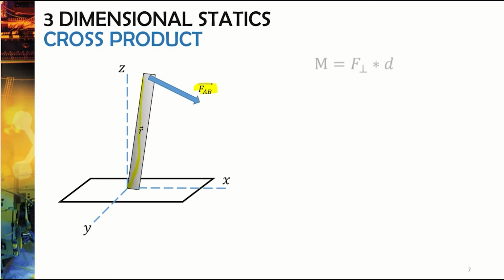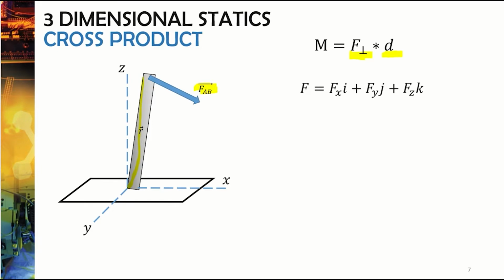Well, you can already see that FAB is essentially going to be this part of our moment equation right here. And then our radius is going to be this part of our moment equation right here. Well, if we look at our force in the F direction, it's going to have an X component, a Y component, and a Z component. And unfortunately, our radius, or our moment arm in this particular case, is going to have an X, a Y, and a Z component as well. So just imagine trying to take all of these different things and multiply them together to get a moment.